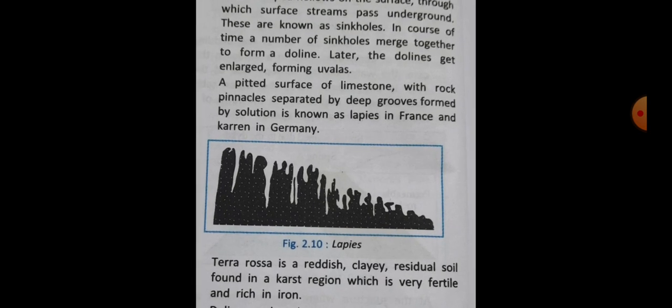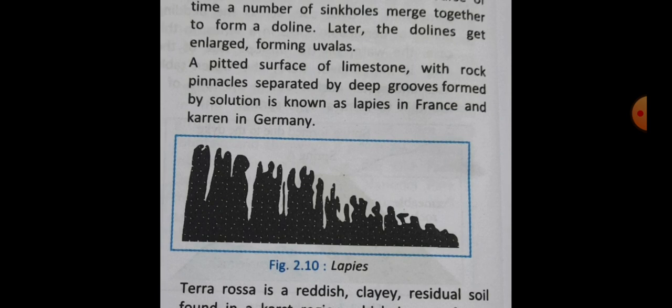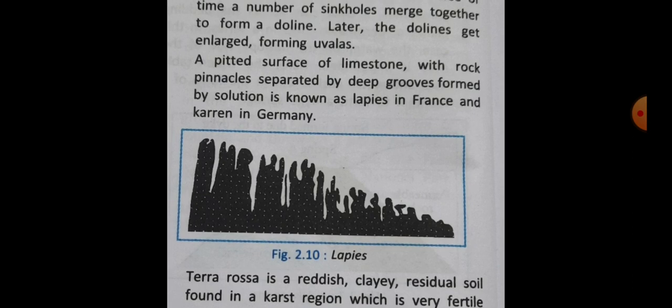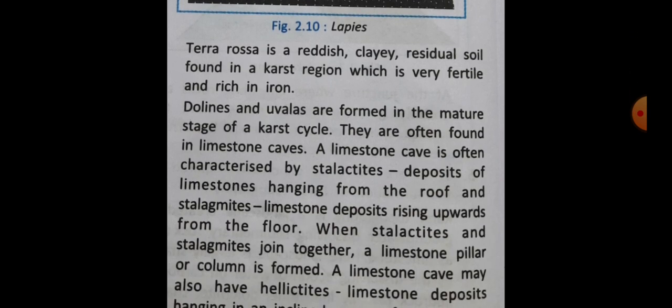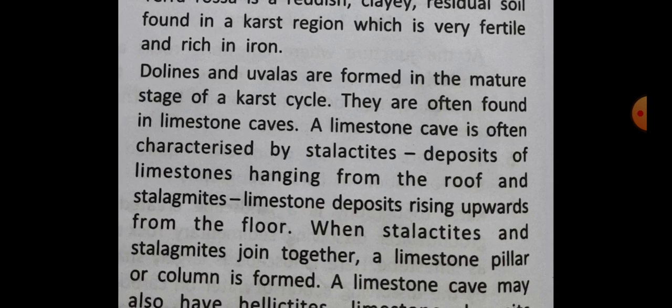A pitted surface of limestone with rock pinnacles separated by deep grooves formed by solution is known as lapies in France and Karren in Germany. So the lapies diagram is given here. Terra rossa is a reddish clayey residual soil found in a karst region, which is very fertile and rich in iron. Doline and uvala are formed in the mature stage of the karst cycle.